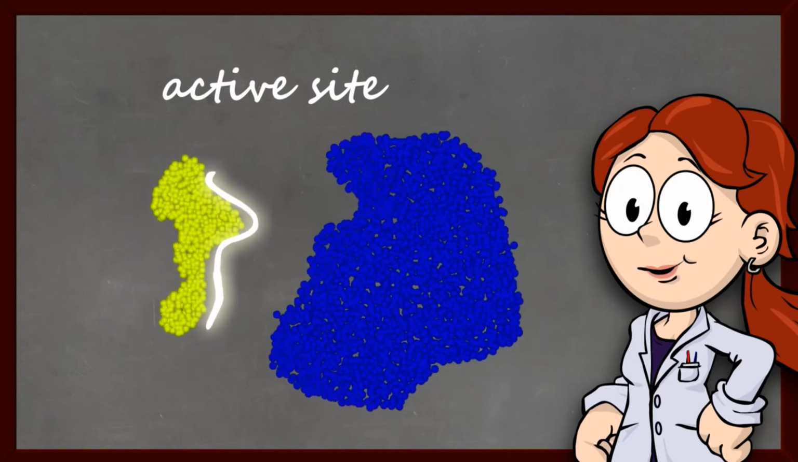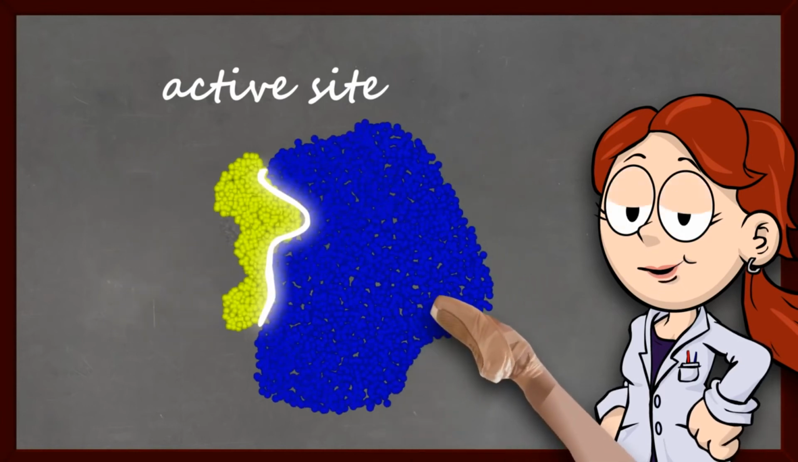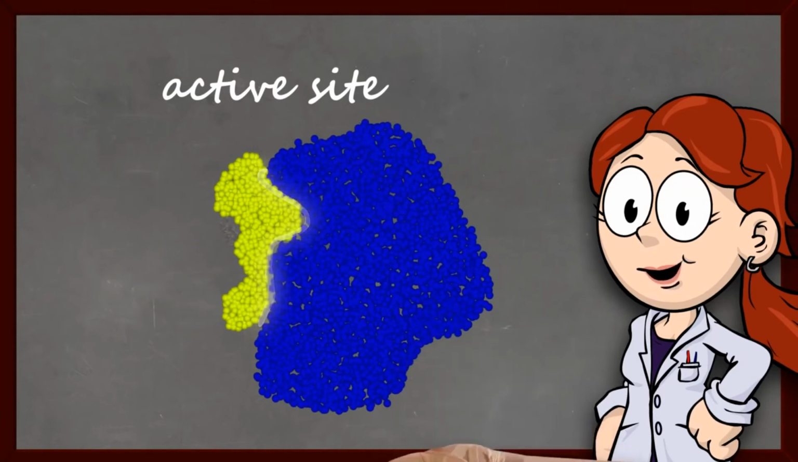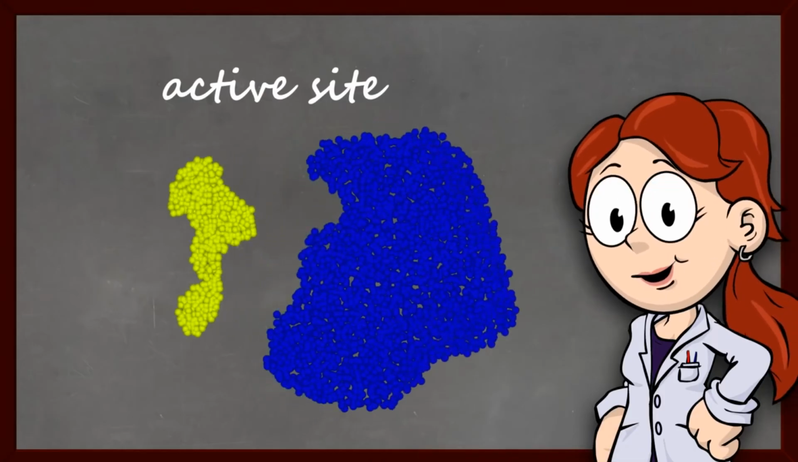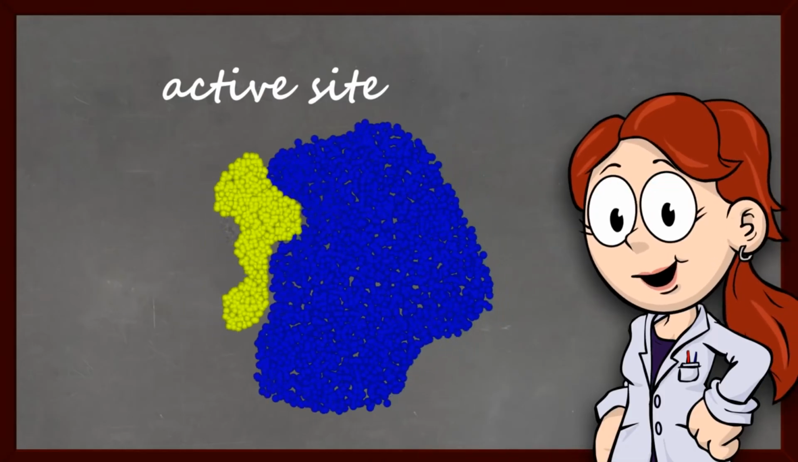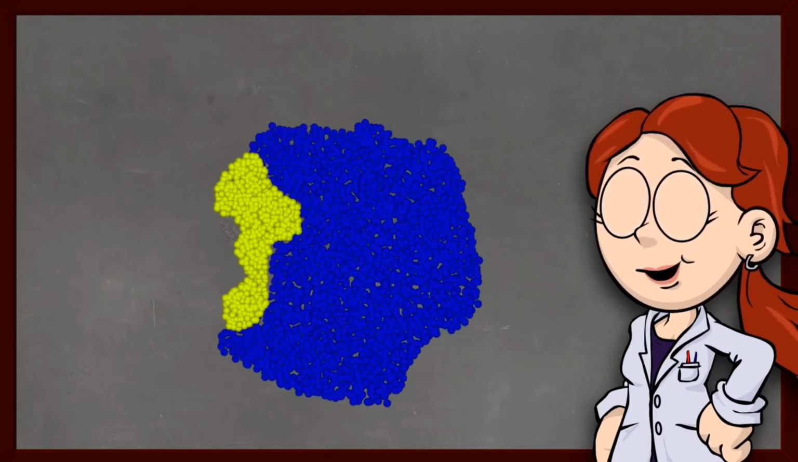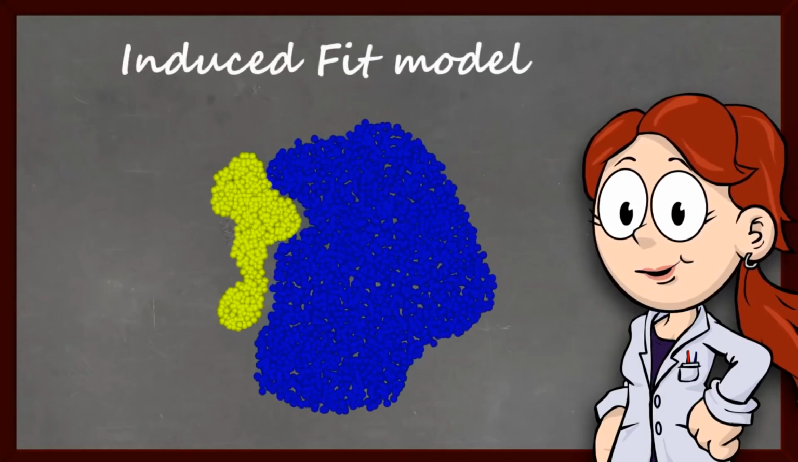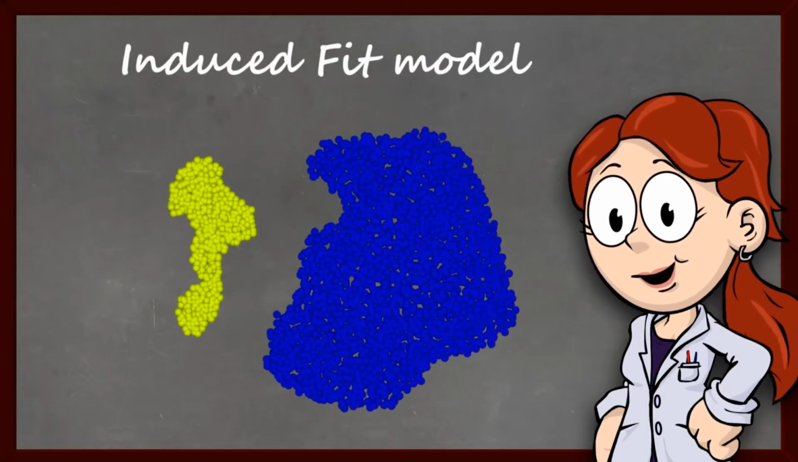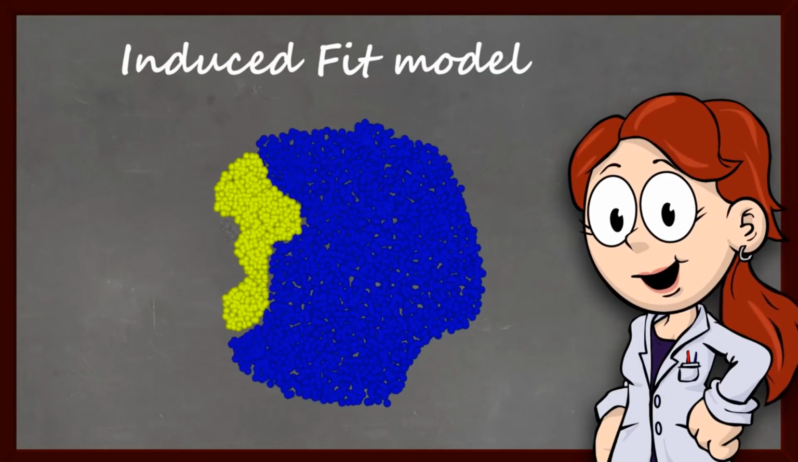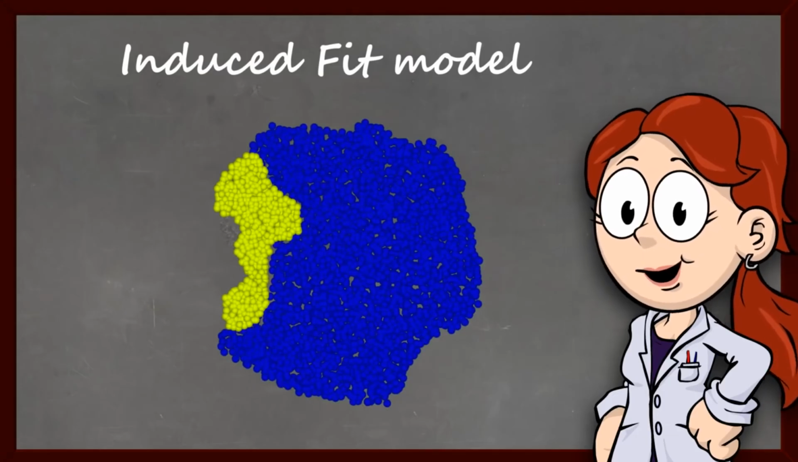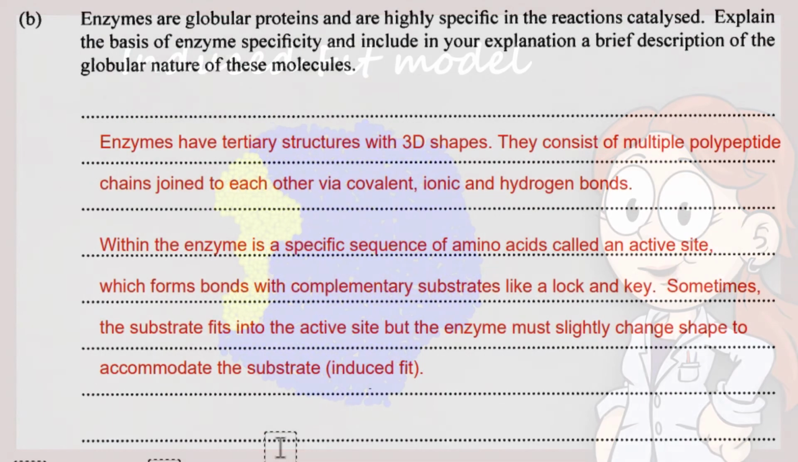An easy example would be amylase, which is an enzyme, and that bonds specifically with starch. And amylase would then hydrolyze starch, which means break the bonds, break it down to form maltose. Sometimes the substrate fits into the active site, but the enzyme must slightly change shape to accommodate the substrate. So this is called an induced fit.